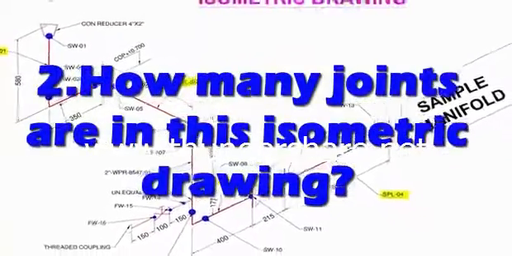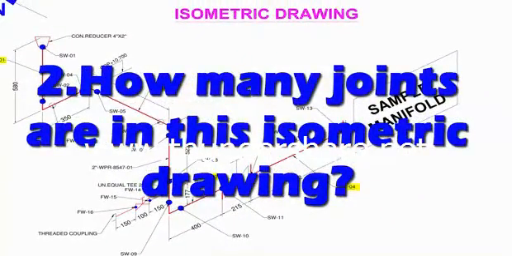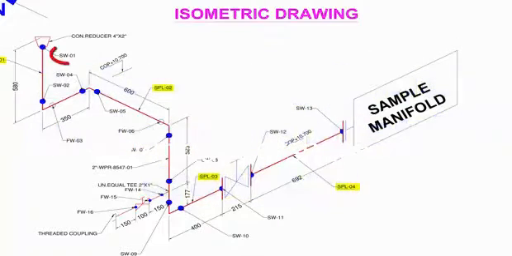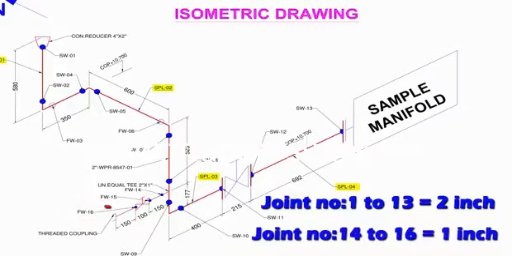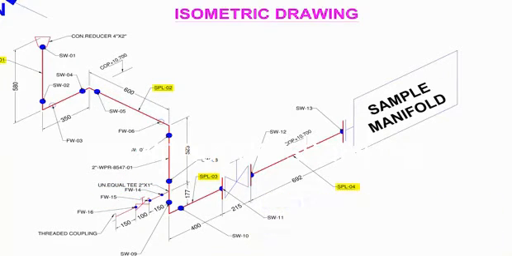Number 2: How many joints are in this isometric drawing? From joint number 1 to 13, the pipe size is 2 inch. And joints 14 to 16, the pipe size is 1 inch. So the total number of joints in this drawing is 16.